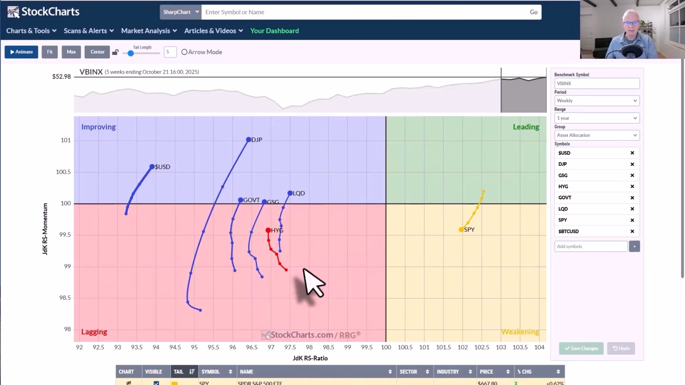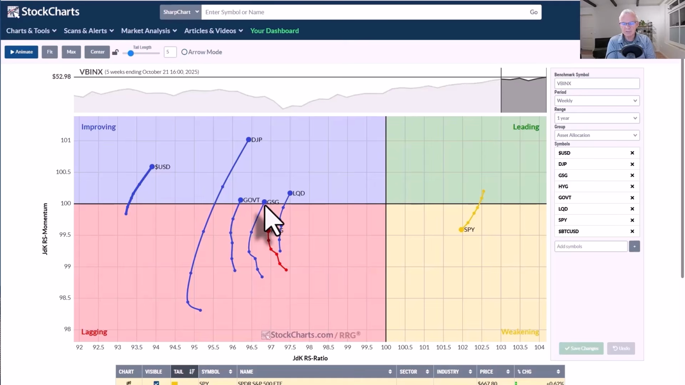That also means that the other asset classes are in a different boat. So commodities, DJP, and to a lesser extent GSG, are moving into the improving quadrant, but they are still very low on the RS ratio scale. And as a matter of fact, that goes for pretty much all the asset classes on the left-hand side.